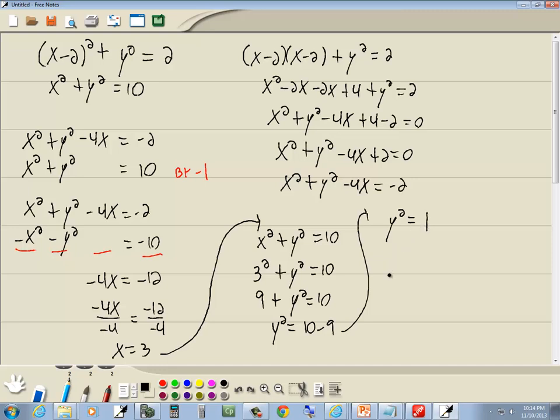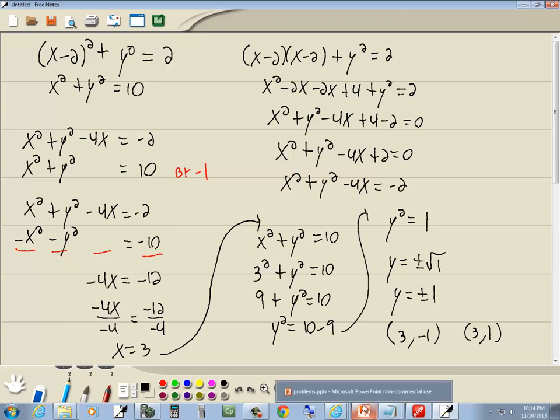Now, square root property: we drop our squared, and we put a plus or minus square root on the other side. So then we get y is equal to plus or minus 1. So I'd have (3, −1) and (3, 1). Now let me check this and see what we get.